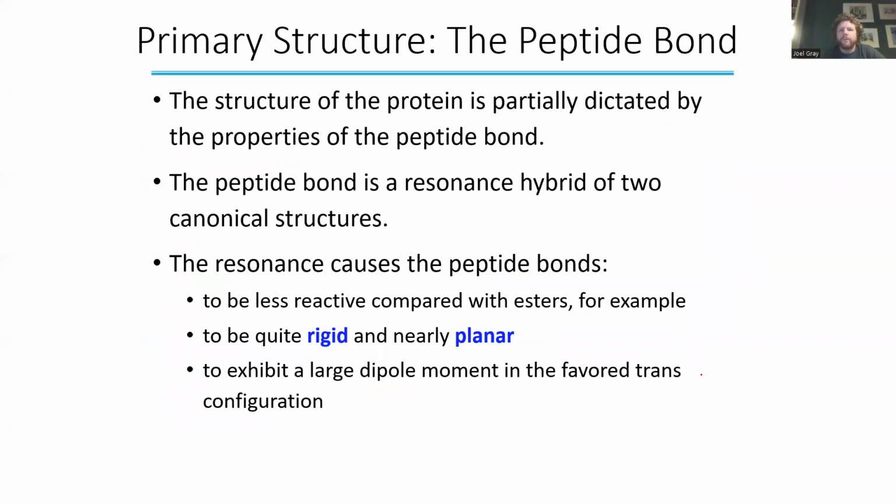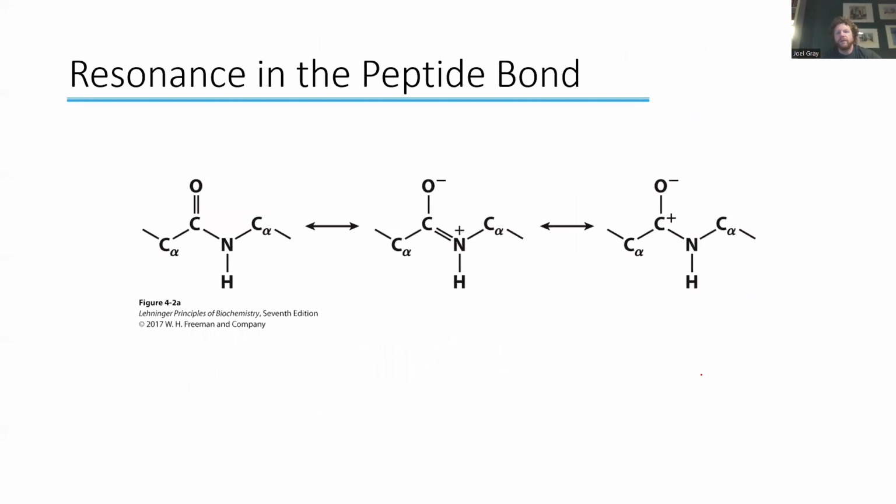Okay, now the primary structure. The structure of protein is partially dictated by the properties of the peptide bond. The peptide bond is a resonance hybrid of two canonical structures. The resonance causes the peptide bonds to be less reactive, hence why we're not going to see a positive charge or an overall charge on those peptide bonds. They're going to be quite rigid and nearly planar. That's why I said you have those 4 atoms within that peptide bond in the same plane, exhibiting a large dipole moment in the favored trans configuration.